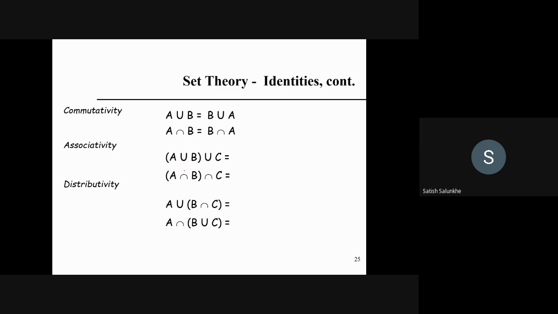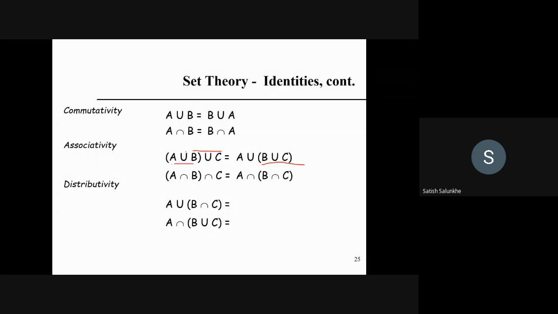So basically, irrespective of the parenthesis, we just want to perform A union B union C. So we have two choices. Either we perform A union B first or we perform B union C first. If A union B is performed first and then we take the union with C, and this is equivalent to performing B union C first and then A union that result, then we say the operator obeys the associativity property.